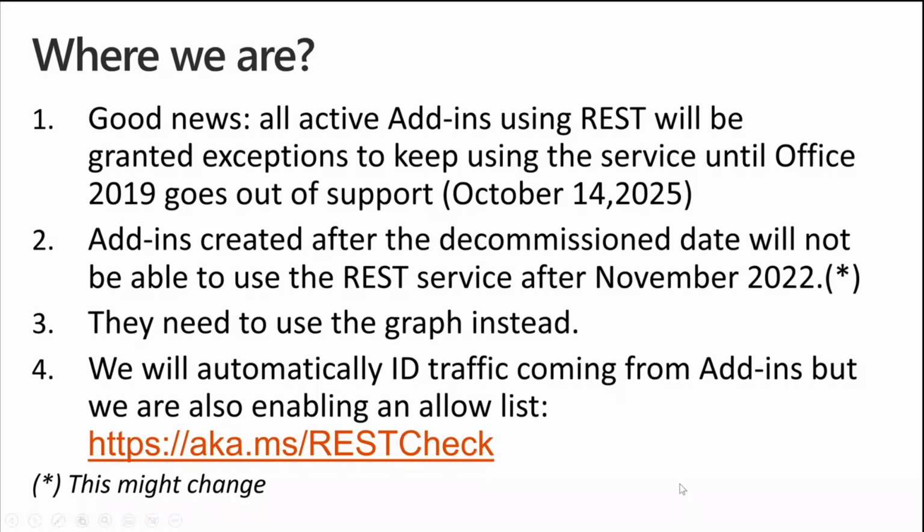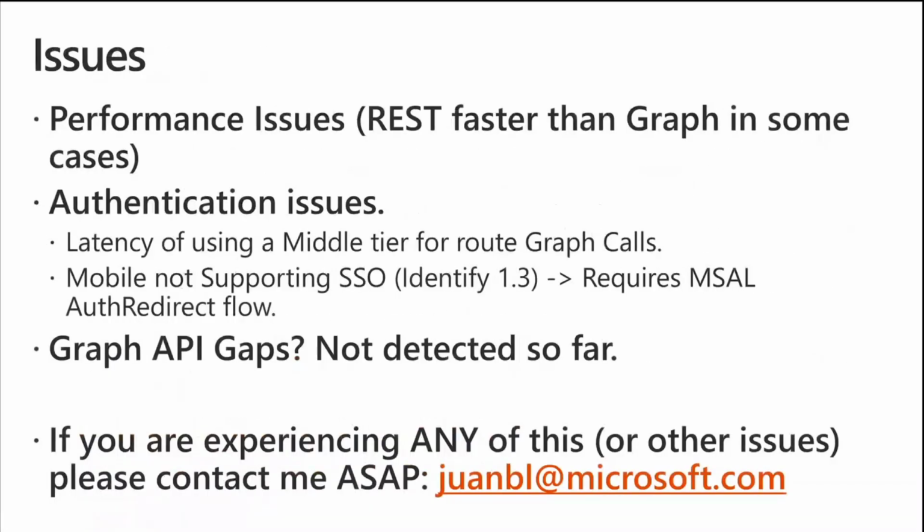So that's where we are right now. I also want to share a few issues that some of you have been reporting, a few situations that are not ideal. For example, in some cases, the REST API is faster than the Graph API. Specifically on loading attachments, I think some of you found that the Graph API is very, very slow compared to the REST API. The Graph team is aware of all these potential issues, and they are working to make it better. They are solving these problems as a P1.